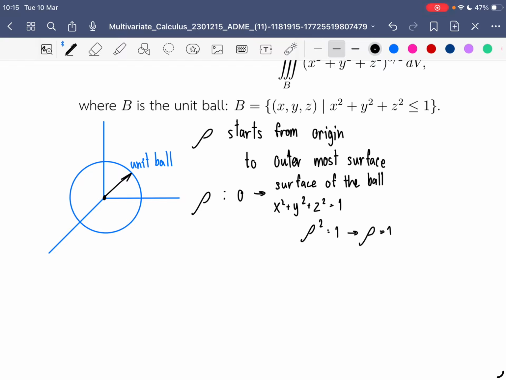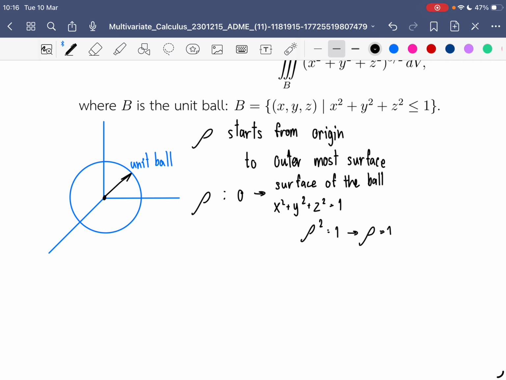How about the theta? The theta is like you are trying to sweep a plane. So we start from this positive x-axis. You rotate on the floor. Okay, you look at it as if you are rotating on the floor.